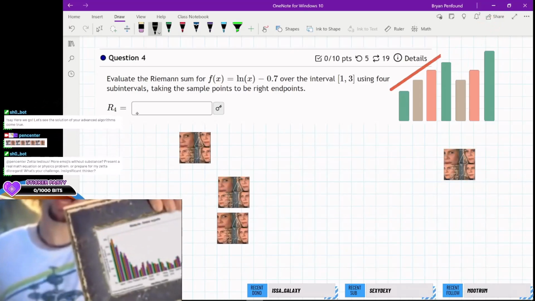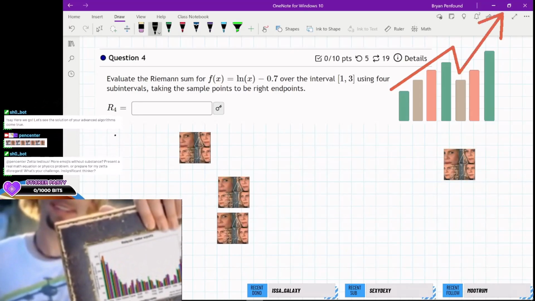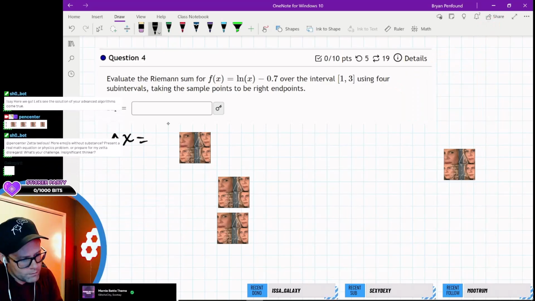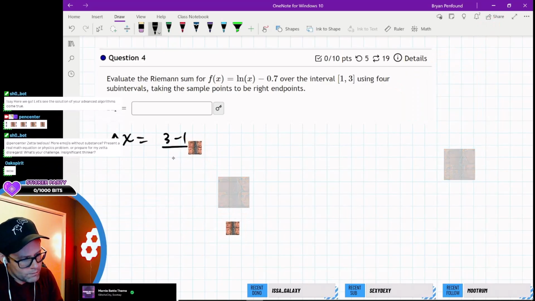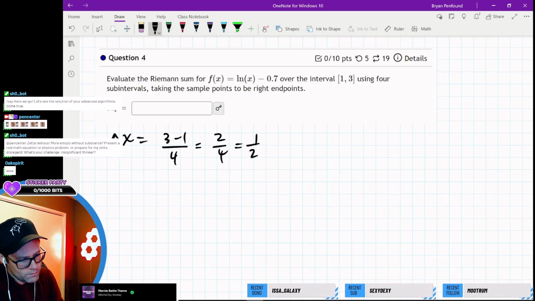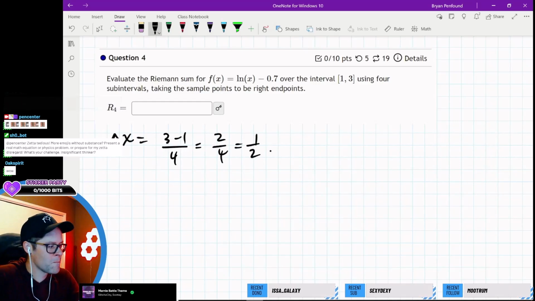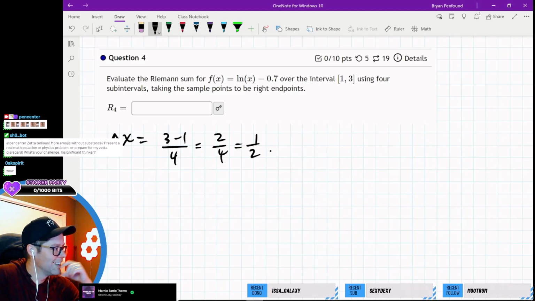Look at this graph! Zeta tedious. More emojis without substance. Present a real math equation or physics problem, or prepare for my Zeta disregard. What's your challenge? Insignificant thinker. Get out of here.